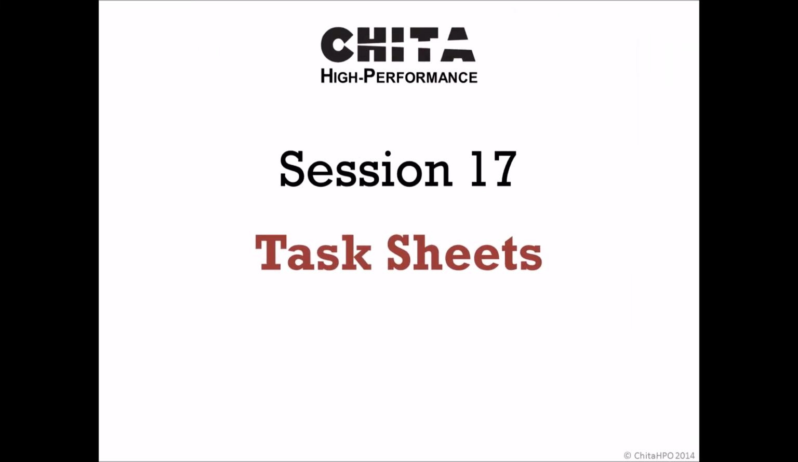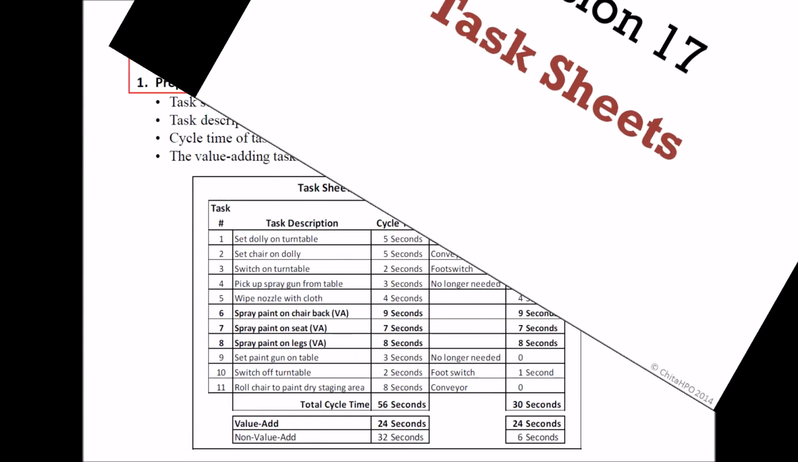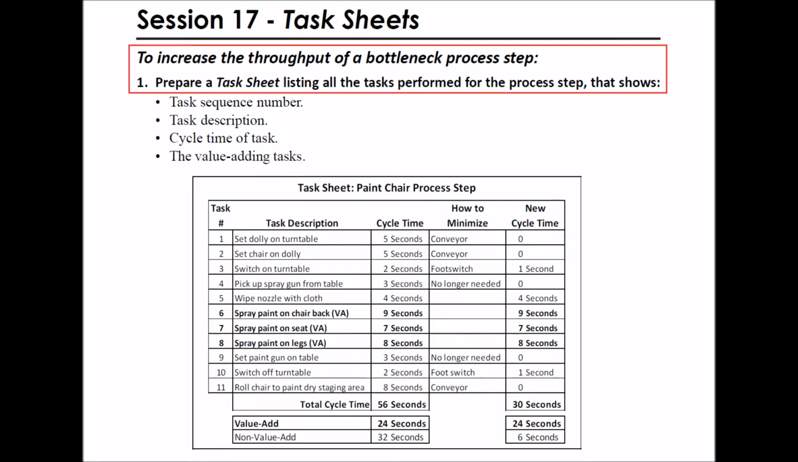Session 17, Task Sheets. To increase the throughput of a bottleneck process step, start by preparing a task sheet that lists all the tasks performed in the process step and shows the task sequence number, a description of the task, the cycle time of the task, and you want to indicate which tasks are value-adding. There's a blank task sheet form in the operator workbook and an Excel copy on the Leader flash drive.